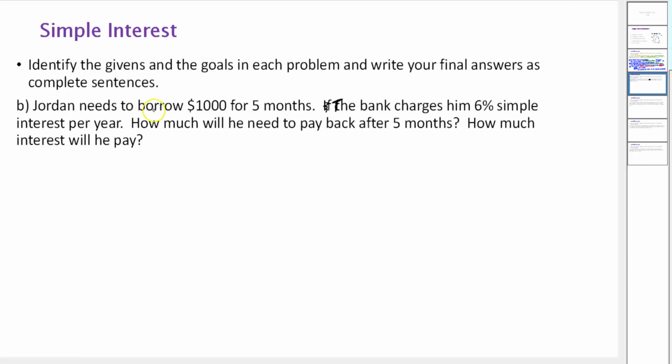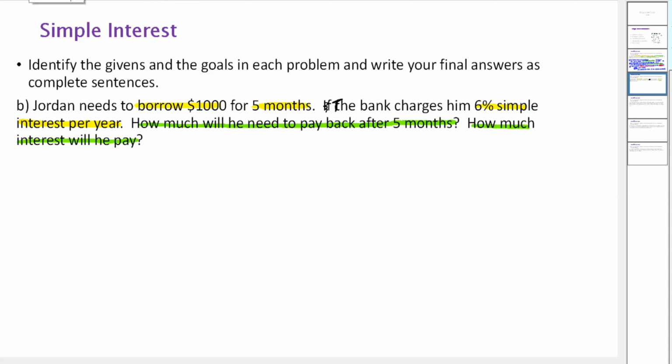Jordan needs to borrow $1,000 for 5 months. The bank charges him 6% simple interest per year. So that's our given information. Then we're asked, how much will he need to pay back to the bank after 5 months? And how much interest will he pay?